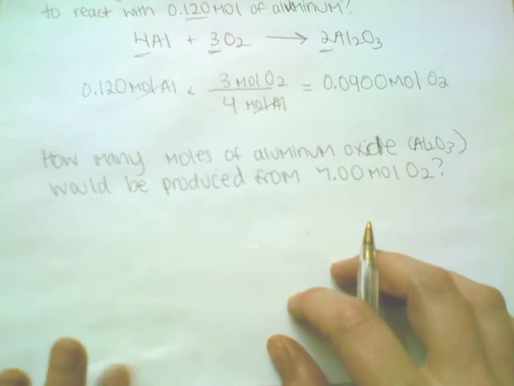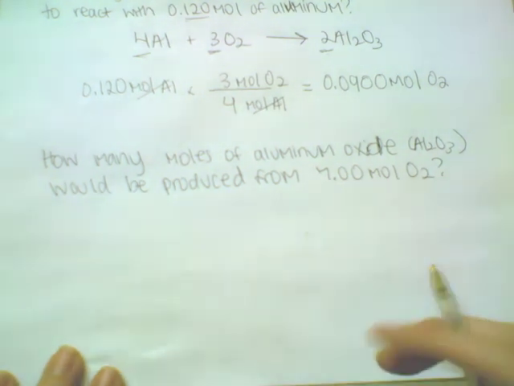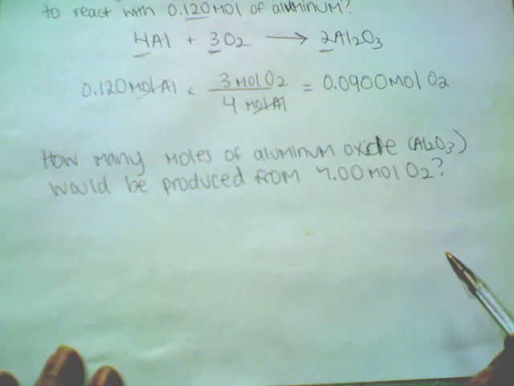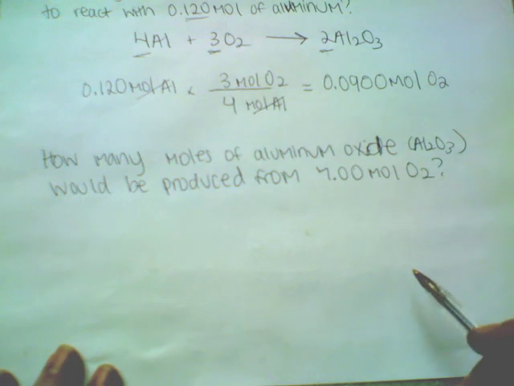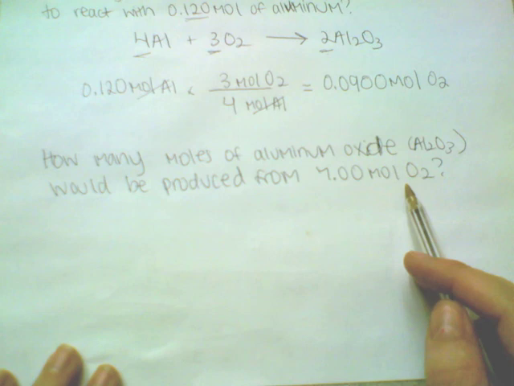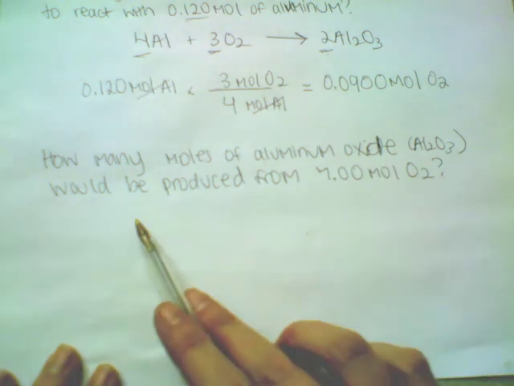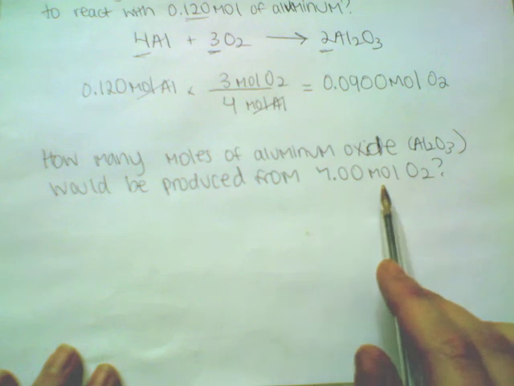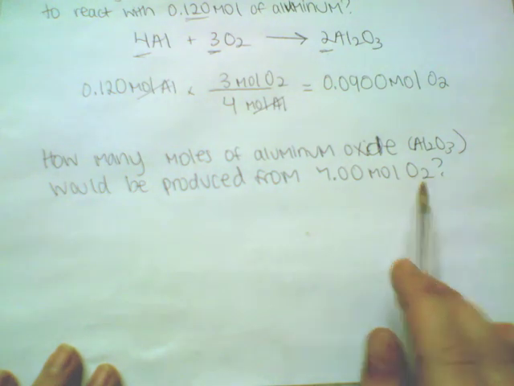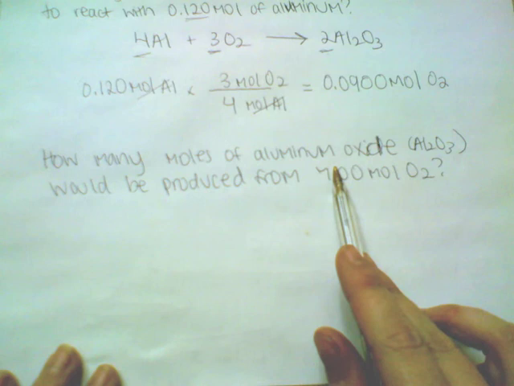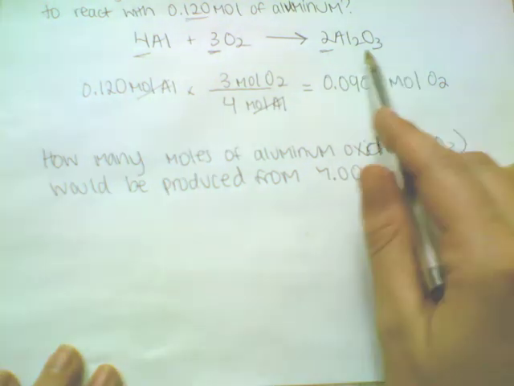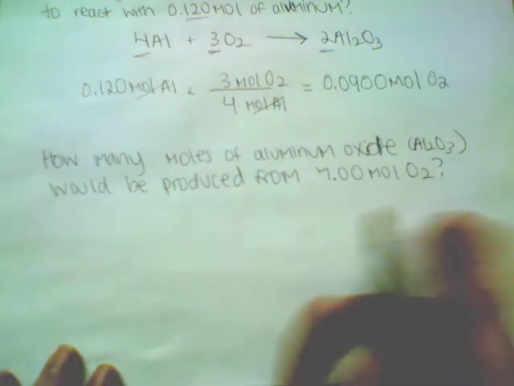Okay, in the next example, we're going to use the same balanced equation, but instead of changing the amount of aluminum, we're going to change the amount of oxygen in the reaction. It says how many moles of aluminum oxide would be produced from 7.00 moles of oxygen. So if I put this much oxygen into the reaction, how much aluminum oxide am I going to get?